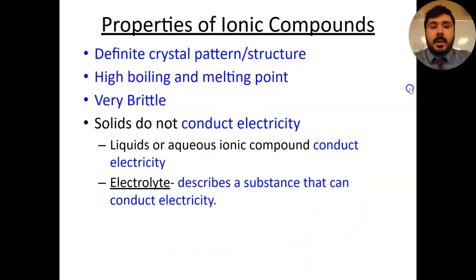Moving away from naming, just to finalize some basic things for this chapter, let's talk about some properties of ionic compounds. For the most part, ionic compounds have a definite crystalline pattern and structure. They have very high boiling and melting points. These ionic solids are also pretty brittle. Think of table salt, for example. Table salt is a white, crystalline-looking substance that's very brittle. It's very easy to smash and break table salt, NaCl. That's pretty common for all ionic compounds as well.